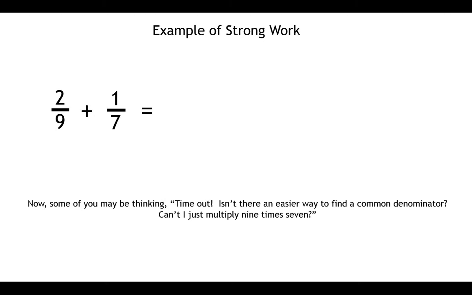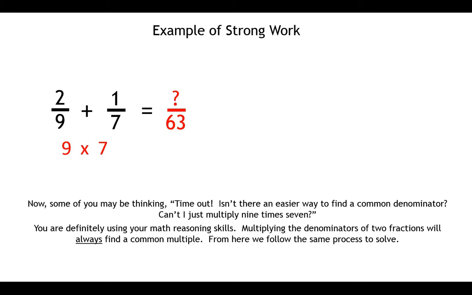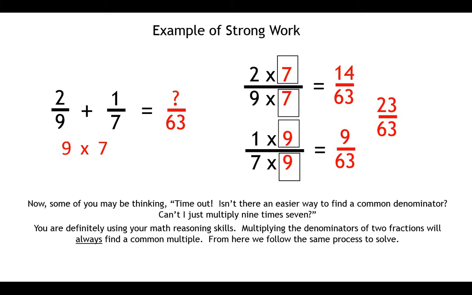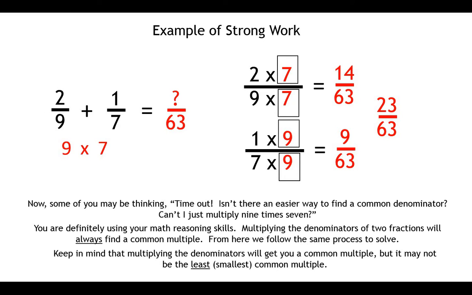Now, some of you may be thinking, time out, isn't there an easier way to find a common denominator? Can't I just multiply 9 times 7? You are definitely using your math reasoning skills. Multiplying the denominators of two fractions will always find a common multiple. From here we follow the same process to solve. Keep in mind that multiplying the denominators will get you a common multiple, but it may not be the least or smallest common multiple.